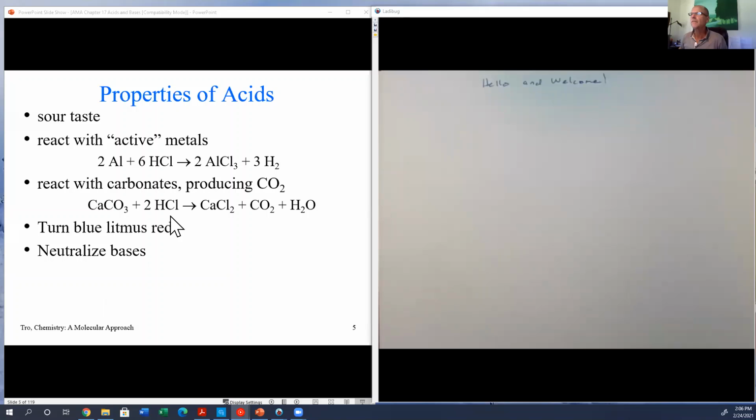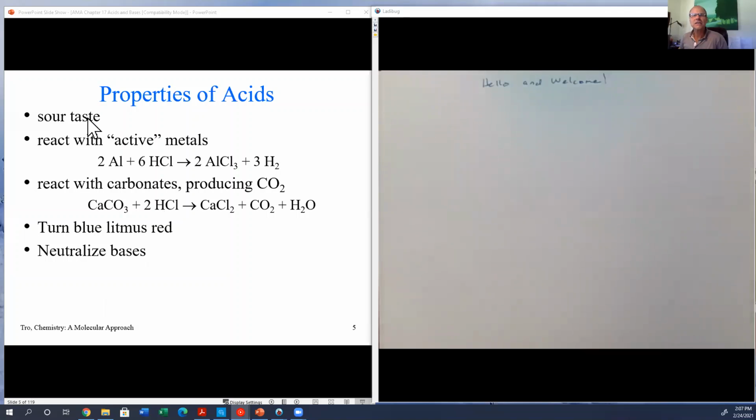So some properties of acids. First of all, acids have a sour taste. Acids are common in many foods that we eat. Who can mention a couple of foods that might be acidic? Any citrus? Lemons. All citrus fruit like lemons and limes contain acids. What else? Vinegar. Vinegar is acidic. And so that sour taste that you taste in those foods is from the acid.